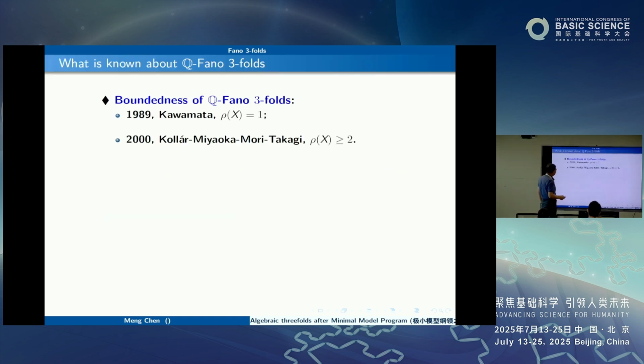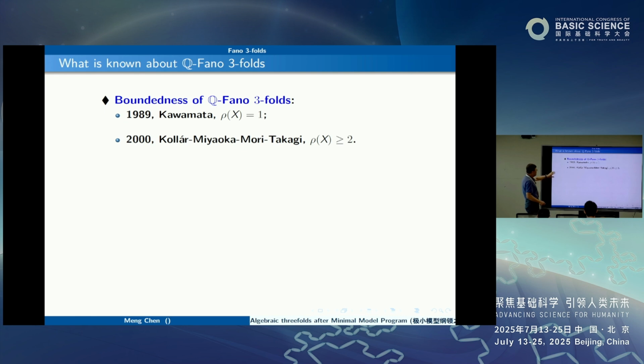So from the classification, I first want to record the boundedness. The boundedness for Fano threefolds was first studied by Kawamata. He first studied the Fano threefold with Picard number 1 case, and Kawamata proved that this is a bounded family. And then in 2000, Kollár, Miyaoka, Mori, and Takagi proved it in the general case, that means without the restriction on Picard number 1.